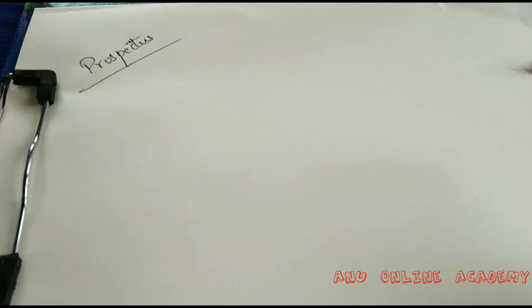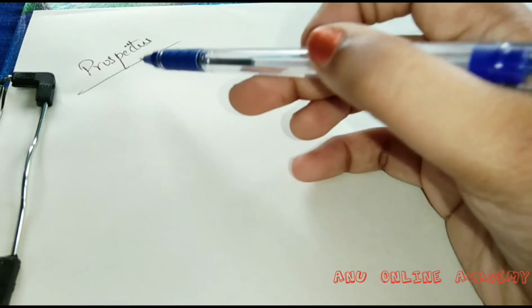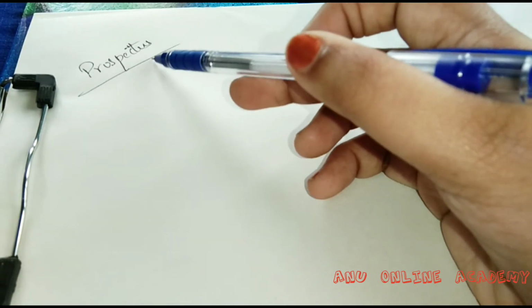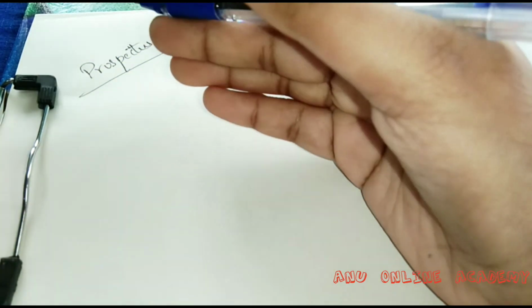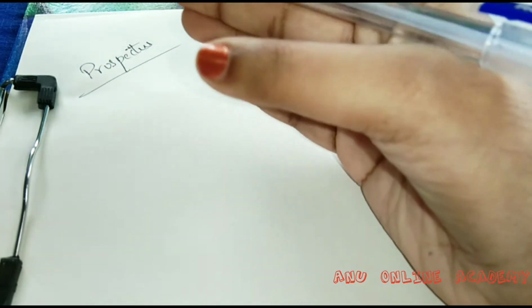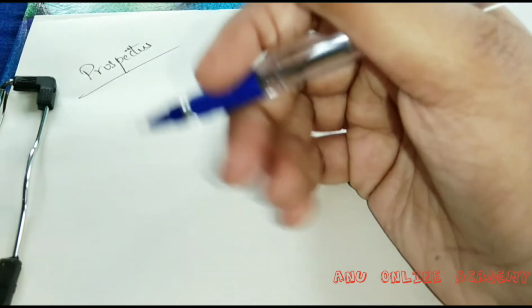In the prospectus chapter, let's move on into the chapter. Prospectus is only for a public company. First we are going to discuss modes of selling securities, the different modes of selling of securities.